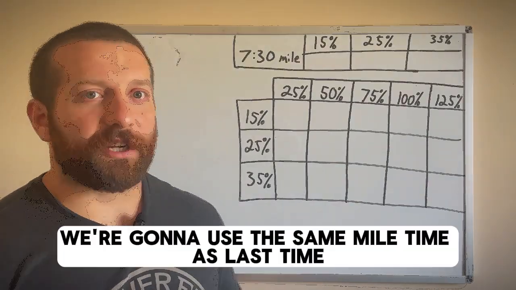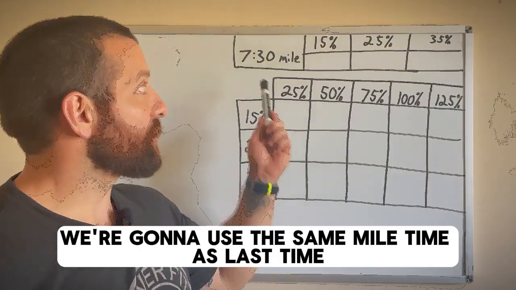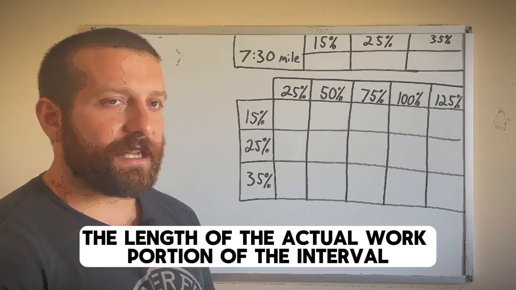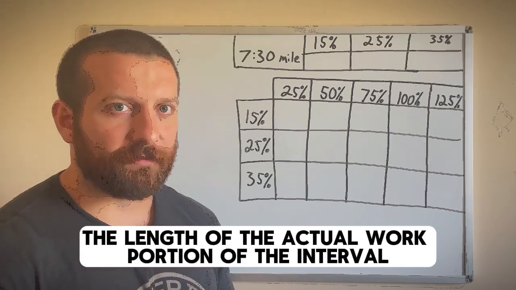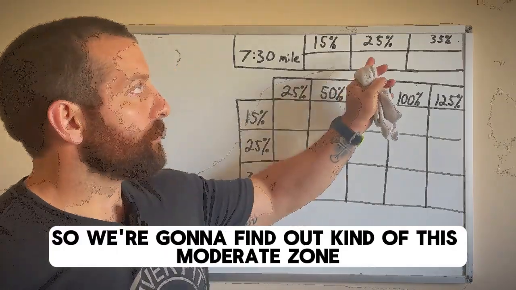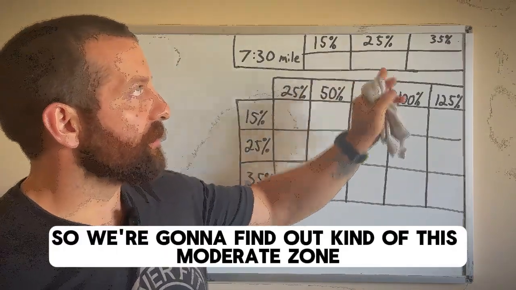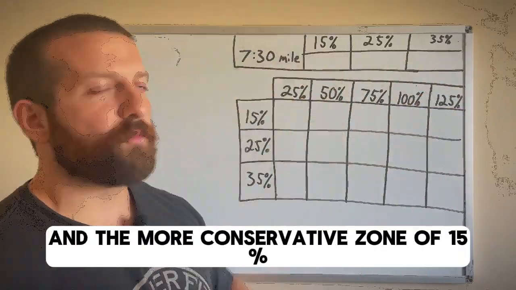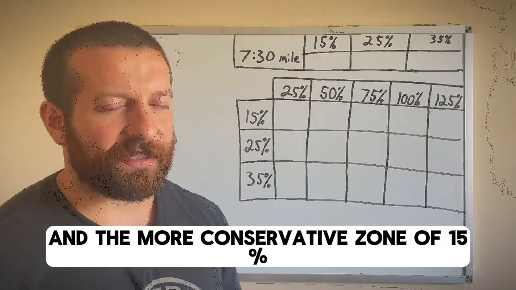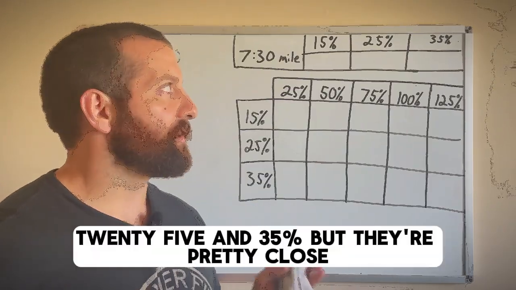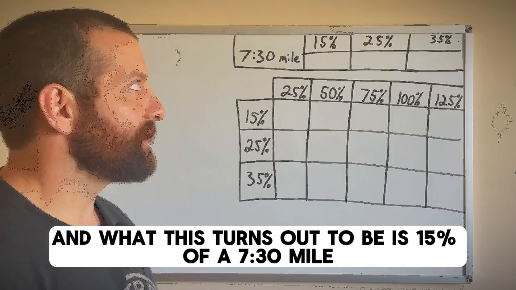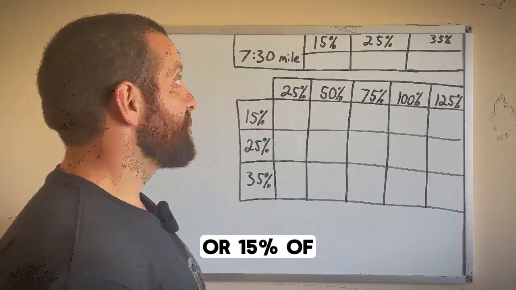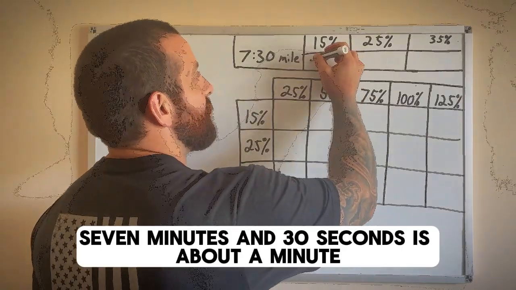So for this example, we're going to use the same mile time as last time. We're going to use the 7:30 mile time, and then we're going to determine the length of the actual work portion of the interval. Okay, so we're going to find out kind of this moderate zone, this 25%. This more aggressive zone of 35% and the more conservative zone of 15%. And these aren't exactly 15 and 25 and 35%, but they're pretty close. And what this turns out to be is 15% of a 7:30 mile, or 15% of 7 minutes and 30 seconds, is about a minute.